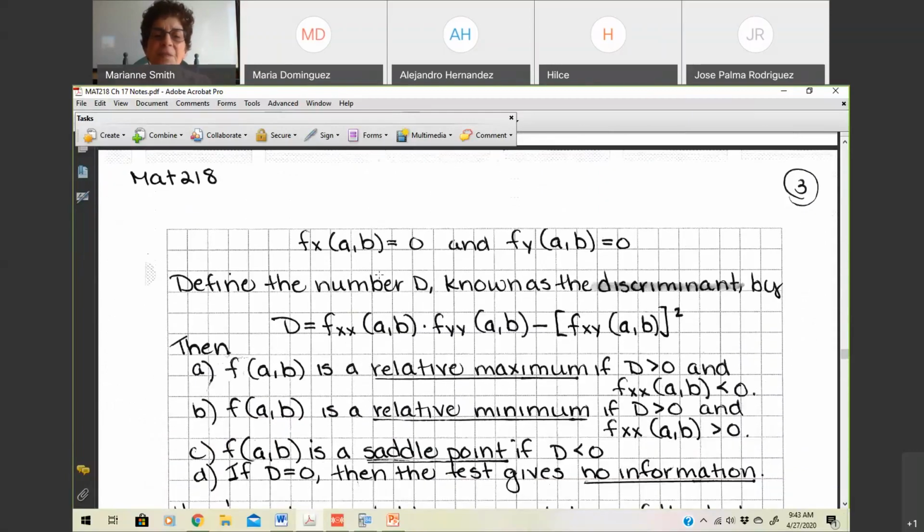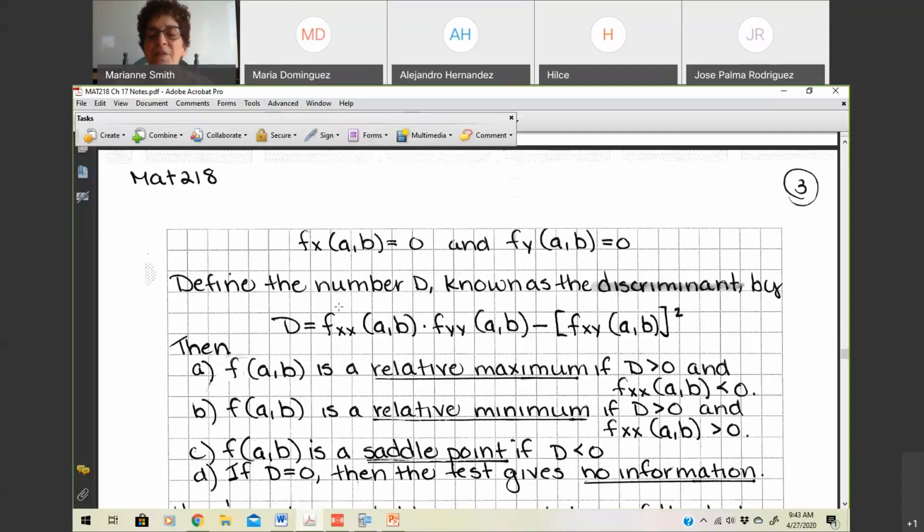We're building this value d called the discriminant. It's the second partial derivative with respect to x evaluated at the critical point you found, times the second partial derivative with respect to y evaluated at the critical point you found, minus the mixed partial. It doesn't matter which one you pick, because these are going to be equal if you've got a continuous function, evaluated at that same critical number, squared.